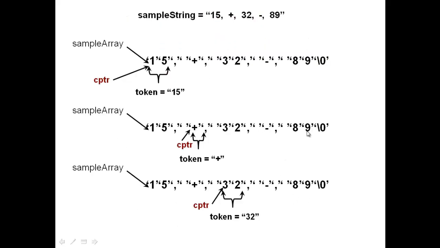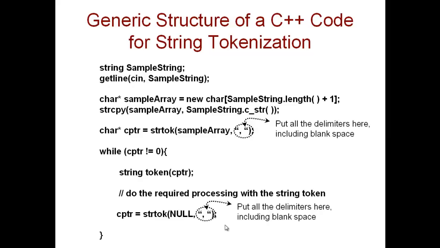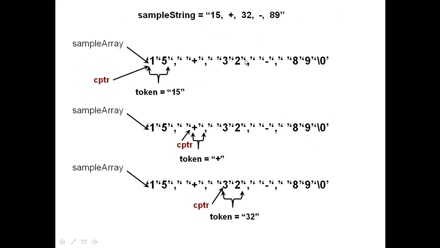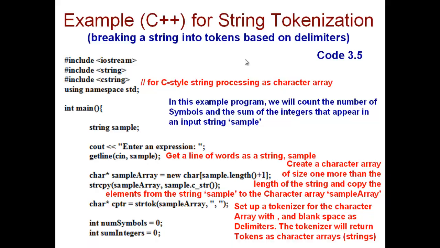Okay. And then after this, you see a delimiter, another delimiter. So the CPTR will point to this 3, and then there are no delimiters until you see it here. So the 3 and 2 together is now the next token, process as a string, and so on. So you will keep doing this inside this while loop until the CPTR is null. So once the CPTR is null, you break out of the while loop. Okay. So make sure you include all the delimiters, including blank space, if you use blank space as part of your string. So this is the logic for string tokenization.